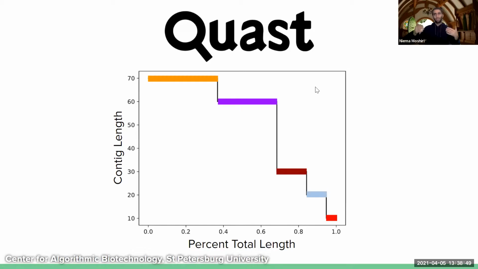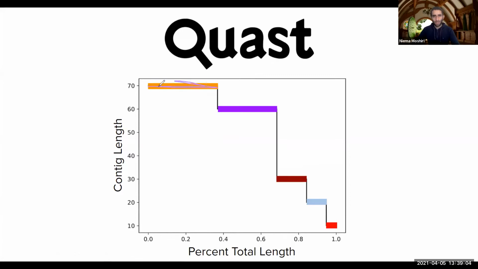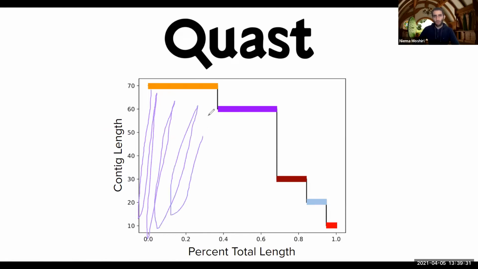So basically, again, let's step back and think about the best case scenario. The best case scenario is that I can sequence the entire genome in one long chunk. If I were to do that, then there would be a single contig whose length is the entire length of my total contig length, right? So the very best scenario that I can have is a single horizontal line at the top. Any deviation from this is bad, right? So in general, more area under this curve is better.